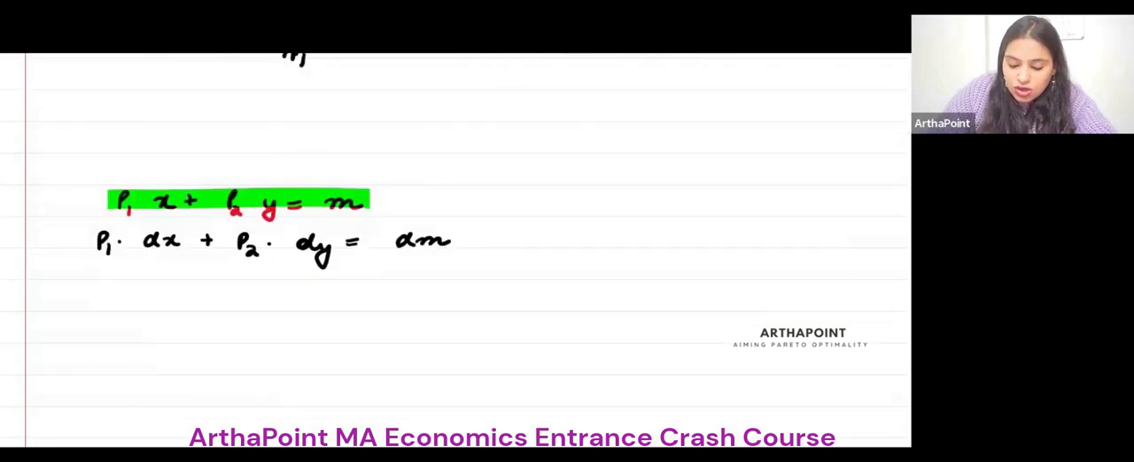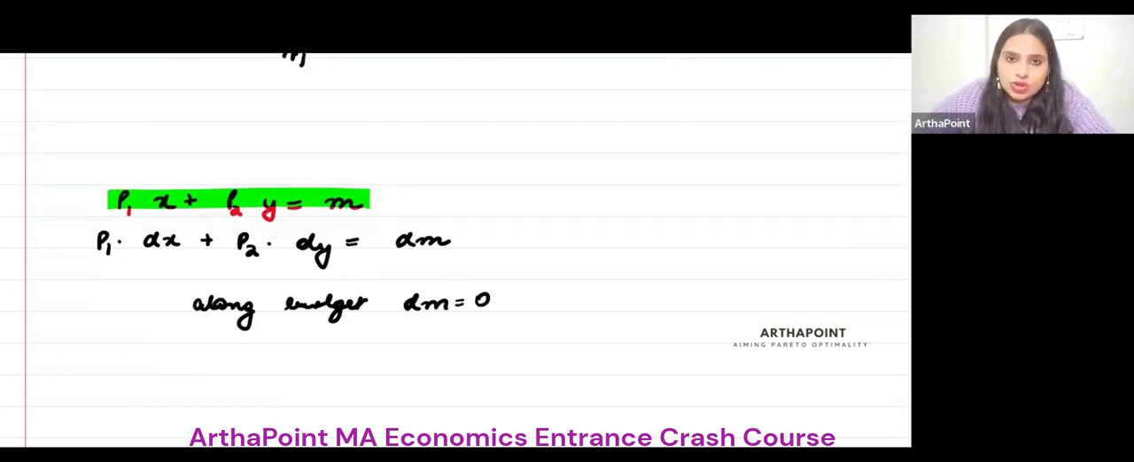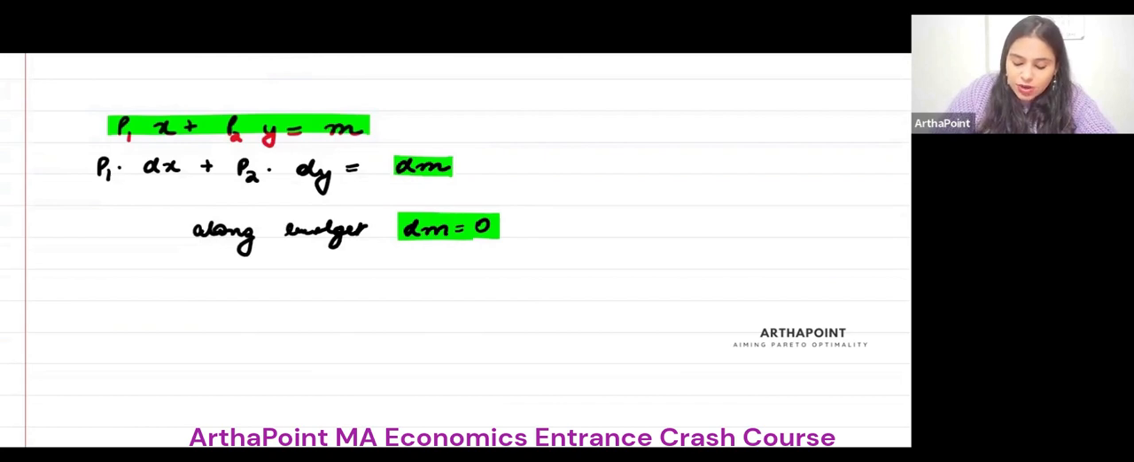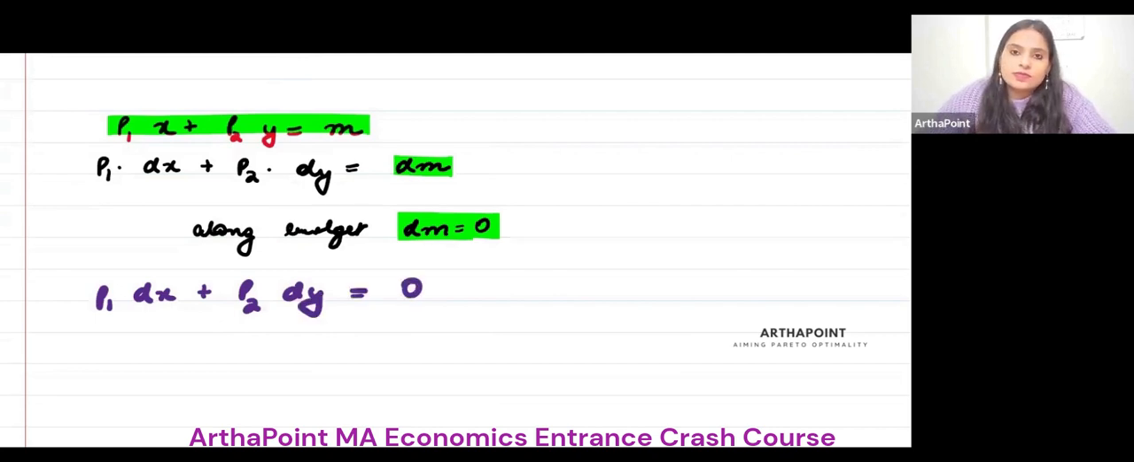Now, along the budget line, the change in income is supposed to be 0. Income does not change. So along the budget line, dM will be 0. So what will I get? I will get P1 dx plus P2 dy is equal to 0.